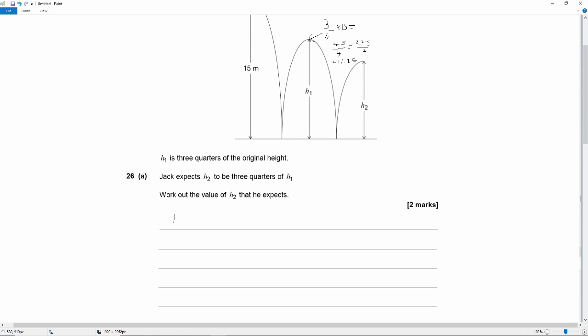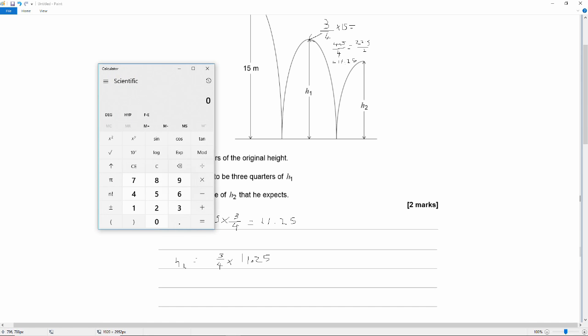So h1 equals 15 times 3/4 equals 11.25. So h2 is going to be 3/4 of 11.25. So that's 3 over 4 times 11.25.